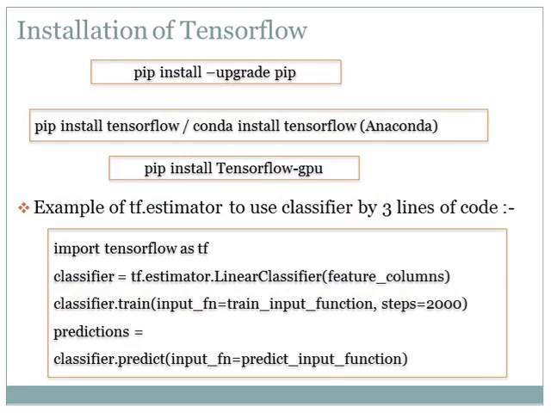Let's see the installation of TensorFlow. First check your pip version. If it is not the latest, then run the following command to upgrade pip. Then run the below code to install the simple version of TensorFlow. This will install TensorFlow with GPU supported configurations. So let's see an example of TF estimator to use a classifier in 3 lines of code.